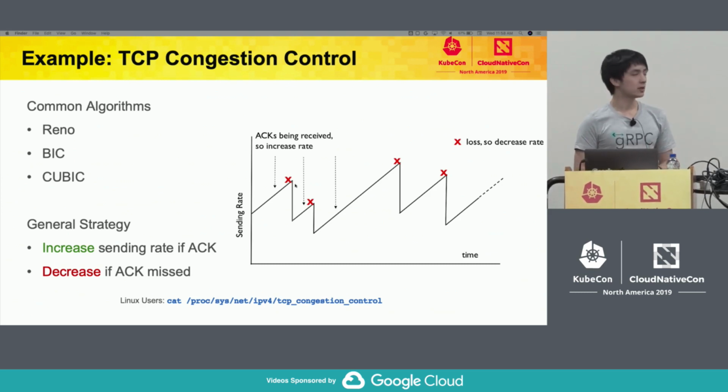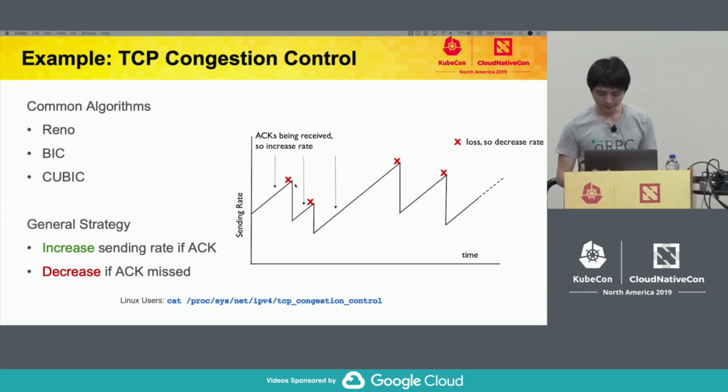So the common algorithms are Reno, BBR, Cubic. I won't dive too deep into them. The general strategy is very simple. It will increase the sending rate if an ACK is received, and it will decrease the sending speed if an ACK is missed, which means the packet has been dropped by switches, routers, or the peer.